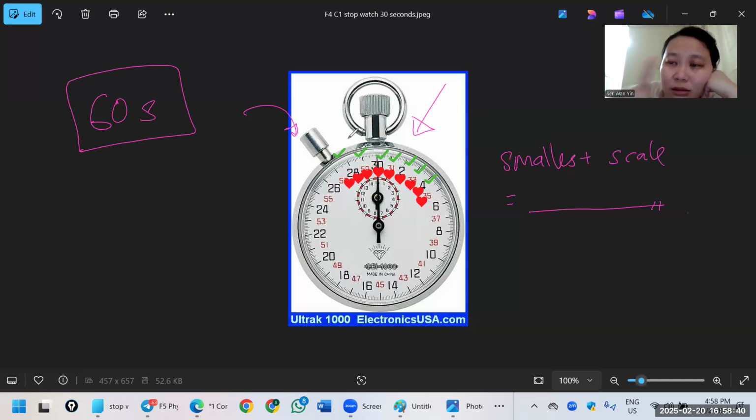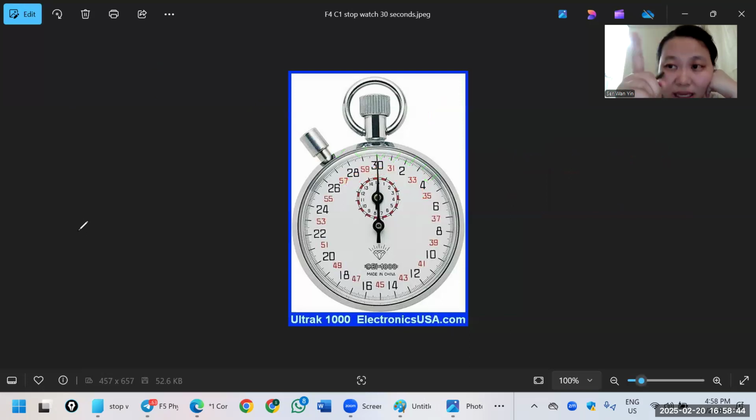Okay, so now may I know when this stopwatch stops here, what is the reading here?